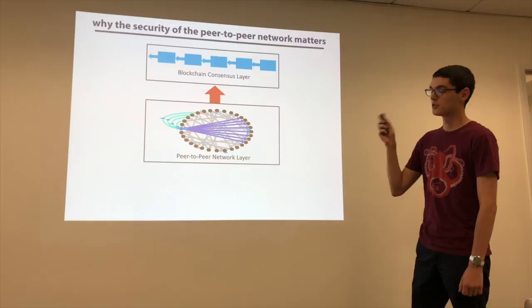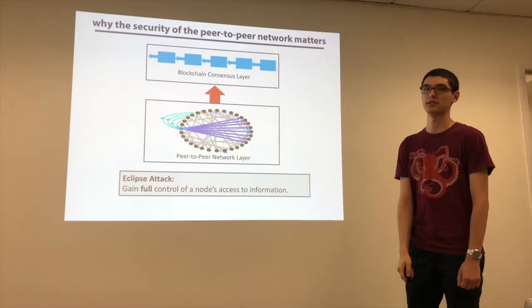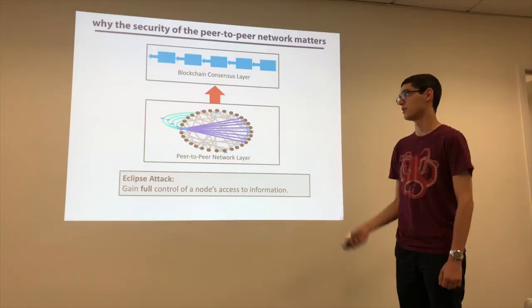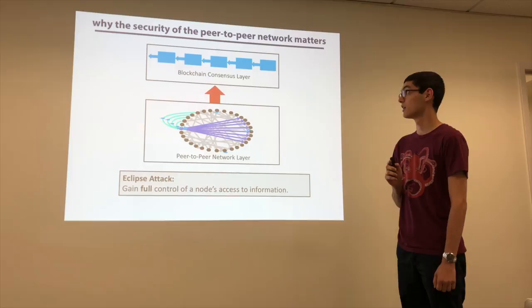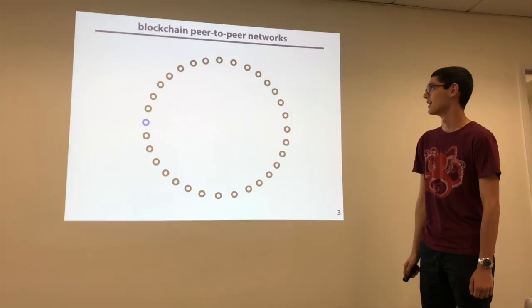So if you can find some vulnerabilities in the peer-to-peer network layer, you can actually do some weird stuff on blockchain consensus. And the attack I'm presenting here is an Eclipse attack, where you gain full control of a node's access to the information, i.e. the blockchain. And this is a low-resource Eclipse attack. I'll explain why in the coming slides.